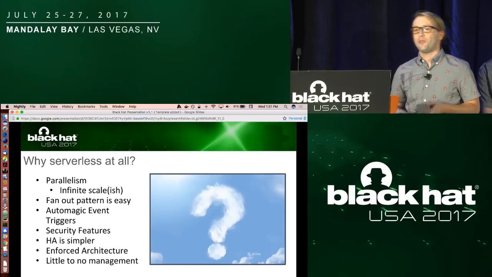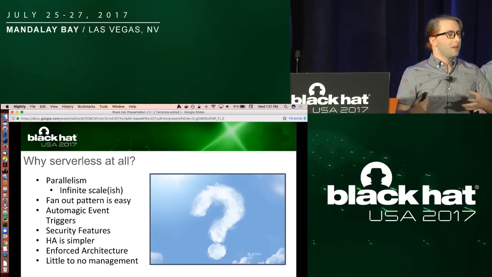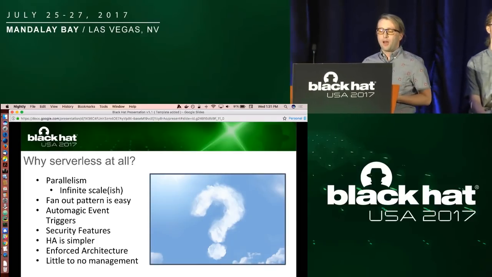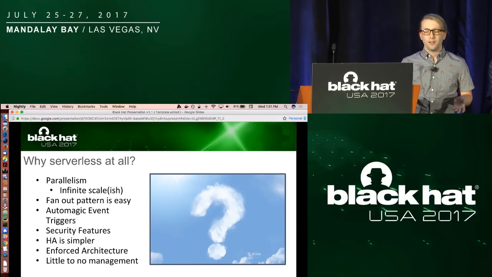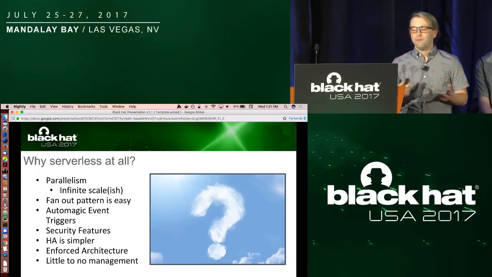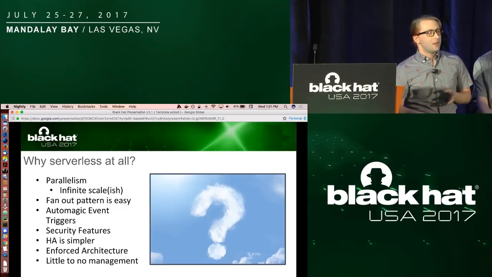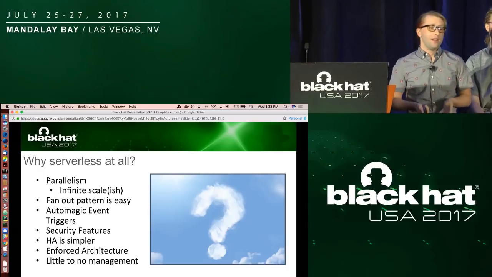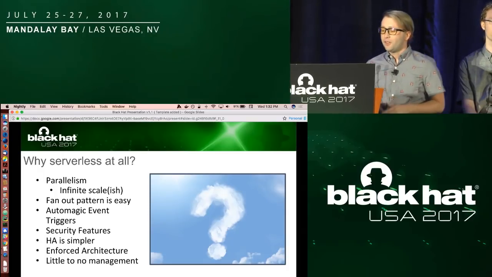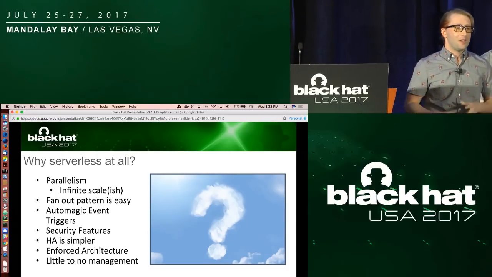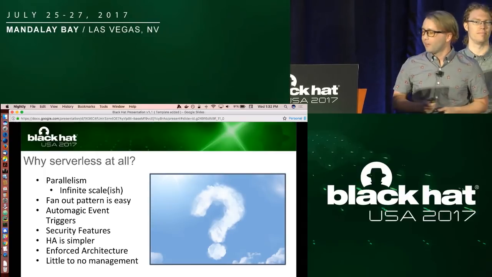So why would you consider using serverless at all over your regular brick and mortar systems and your data center or EC2? The advantages are pretty broad. The first and foremost of which is parallelism, just basically infinite scale out-ish. One of the more compelling features. Doing patterns like fan-out pattern is easy, but there are some other tangibles like automatic event-based triggers for other things that might happen in the cloud. There's a number of great security features, HA by default, enforced architecture, and little to no management. So if you're a startup or you're a big company, you get to collapse all your operations, in theory.